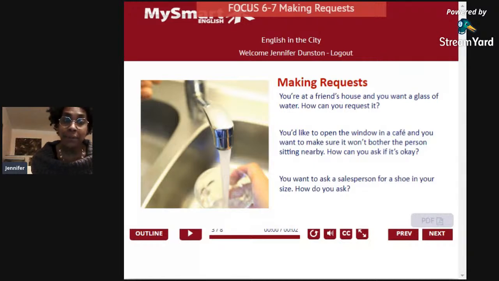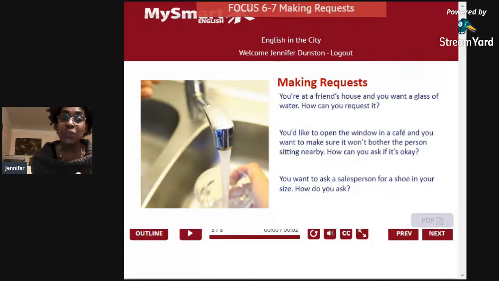Because it could happen that you're visiting someone and you're hungry. You're visiting someone and you're thirsty. You're visiting someone and you need to use the bathroom. Even though it's your friend, you still ask permission to get water, to get something to eat, to use the bathroom. So if you're at a friend's house, how would you make a request for a glass of water?